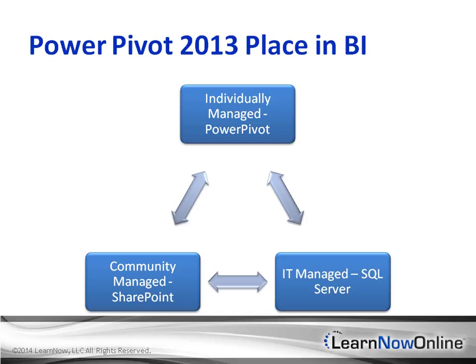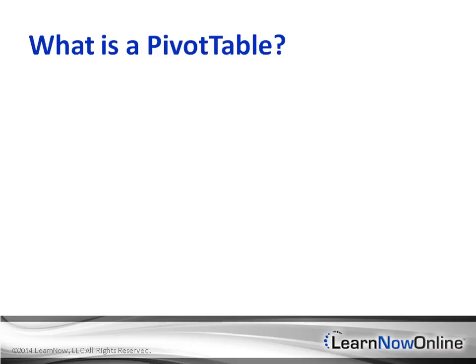So you see these two arrows that interact back and forth between the community managed and the IT managed. What this allows you to do from the Excel Power Pivot 2013 standpoint is you can interact with both. You can import data from either of these managed communities, from IT or for the community one, giving you a lot more power of crunching data. In other words, you can manage multiple data sources, which we will see further beyond in our modules. So what is a pivot table?